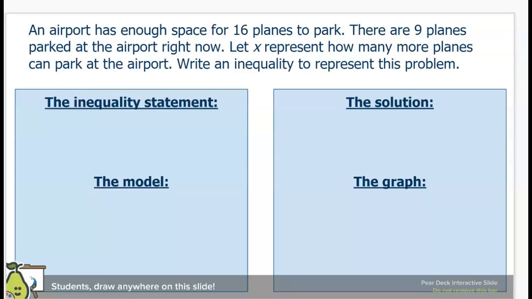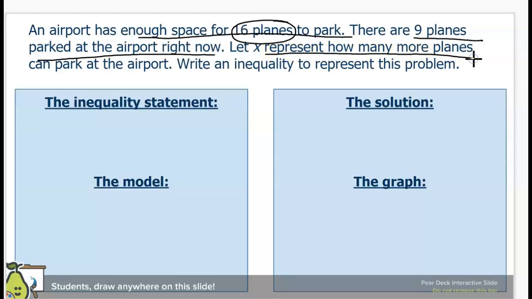Okay, so the next one says, an airport has enough space for 16 planes to park. There are 9 planes parked at the airport right now. So let X represent how many more planes can park. Well, can I have more than 16 planes park? No. So it has to either be equal to 16 or less than 16, because I only have 16 planes to park. I can't park any more. So we know there's 9 plus some more planes. I don't know how many, but that's what we're going to find out. How many more planes can I have?